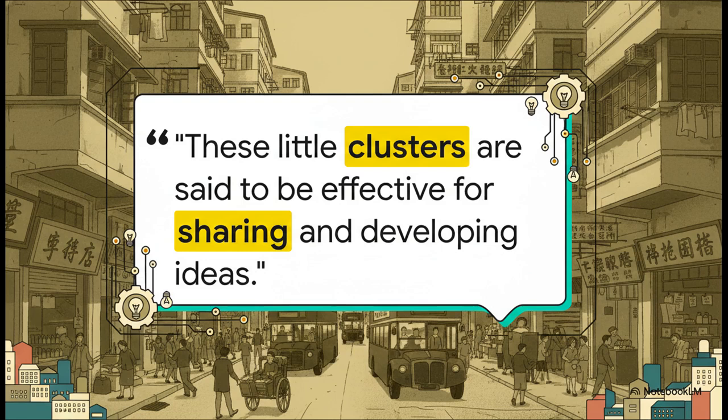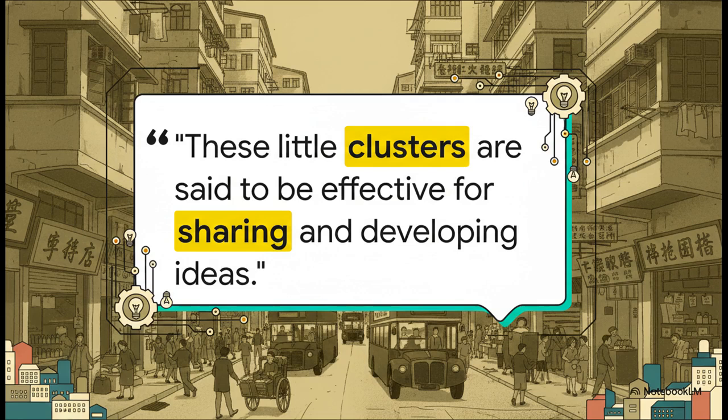And here is a perfect, real-world example of that. When Google was designing its giant headquarters, they didn't just build a bunch of isolated offices. They created what they call little clusters, specifically to force the sharing and development of ideas. They are literally building agglomeration right into their own campus.